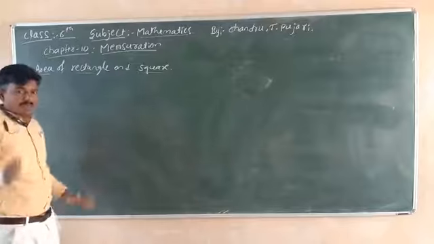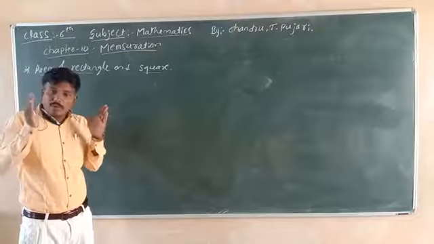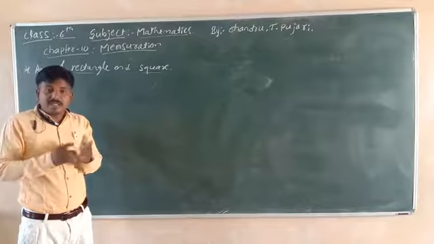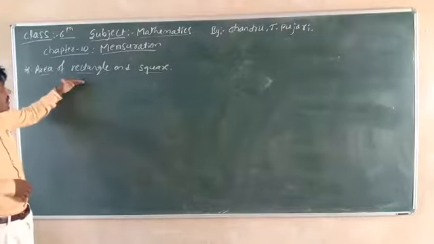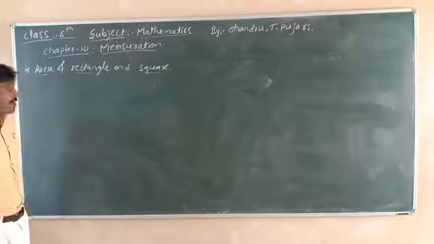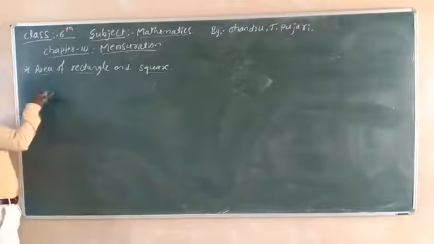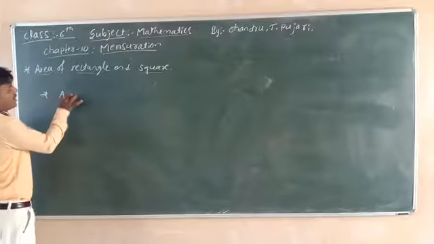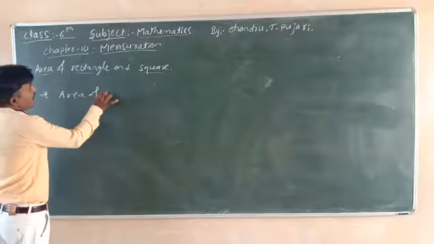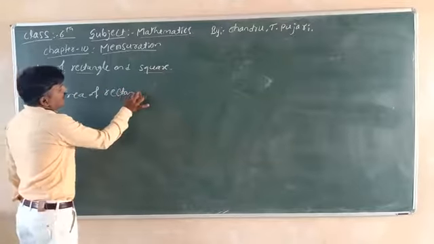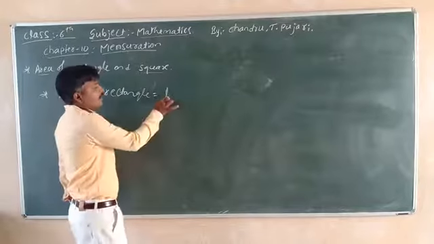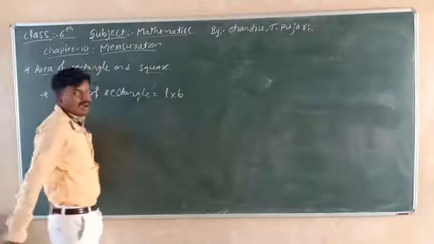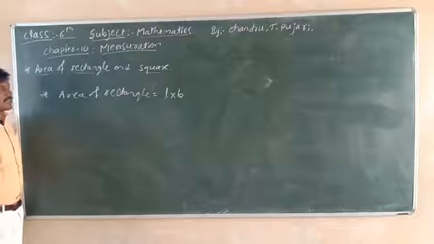Dear students, in perimeter you learned only about perimeter. The perimeter means the sum of all the lengths of the given figure. But area is different, and the formulas are different. Therefore, the area of a rectangle: in the given rectangle, length into breadth is the formula. Area is length into breadth.